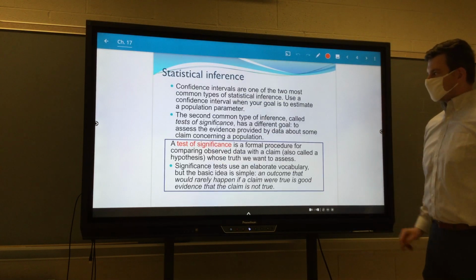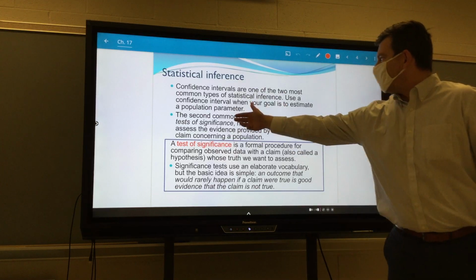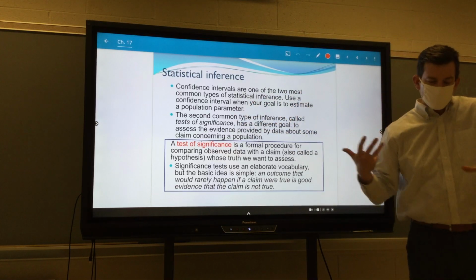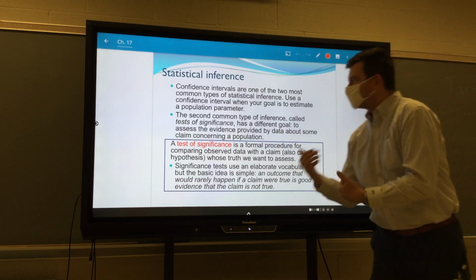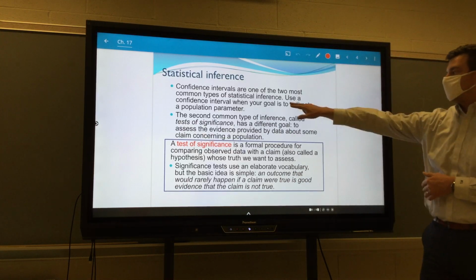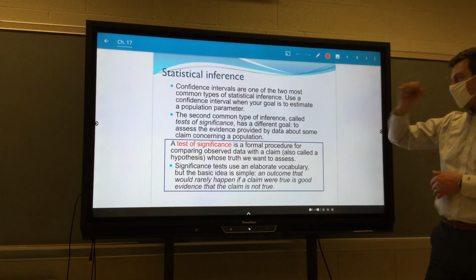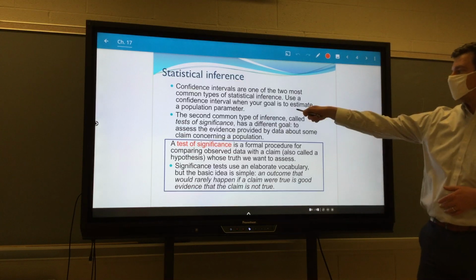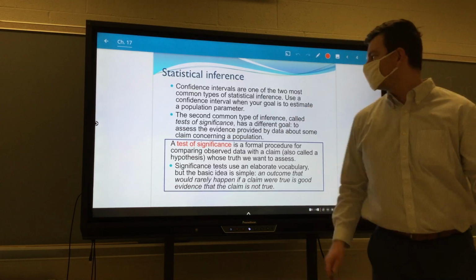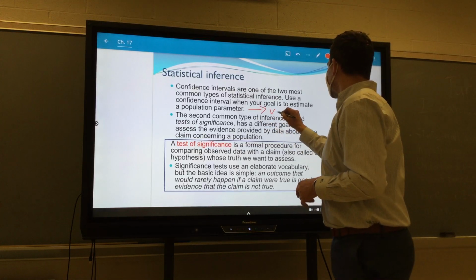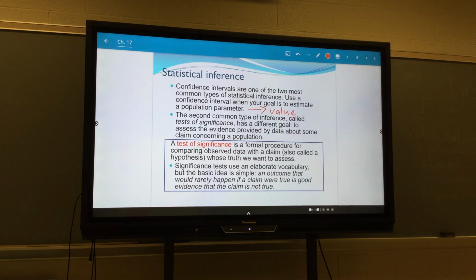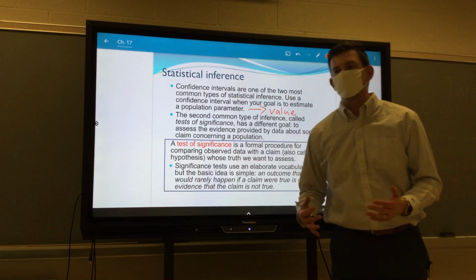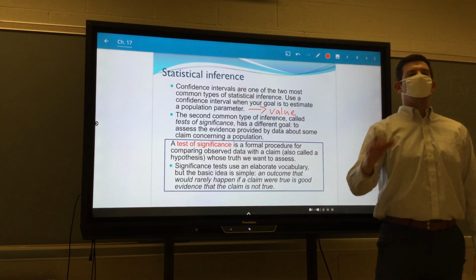Now, the confidence interval, okay, that is one of our common types of statistical inference. The other is these tests of significance. The confidence interval, you use that when your goal is to estimate a population parameter. You're trying to find a value with a confidence interval. A test of significance essentially boils down to a yes or no answer.